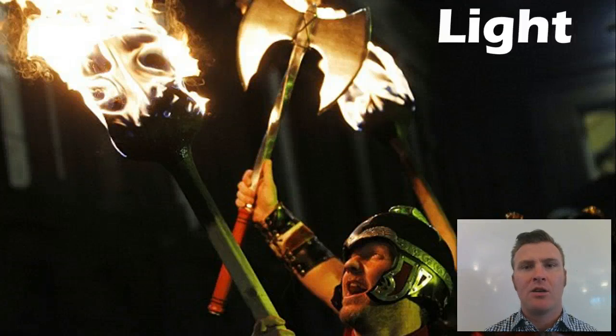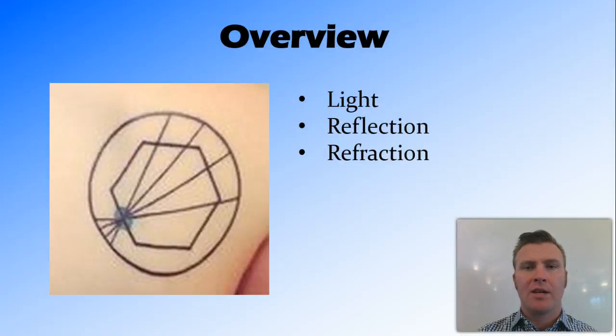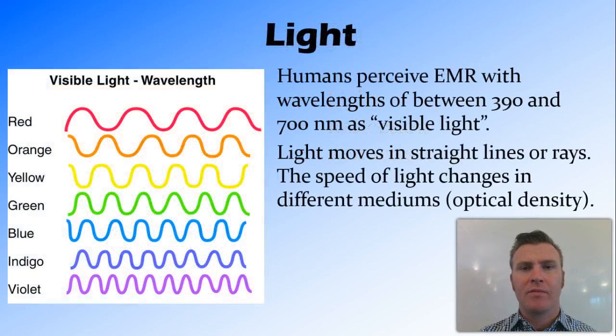In this video, we're going to look at light. We're going to cover some of the properties of light. We'll then look at reflection and refraction. So light is electromagnetic radiation that we perceive with our eyes so that we can see.